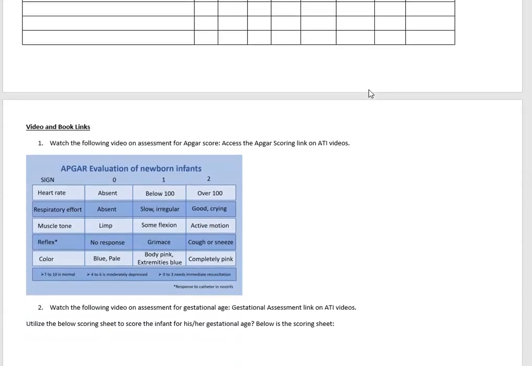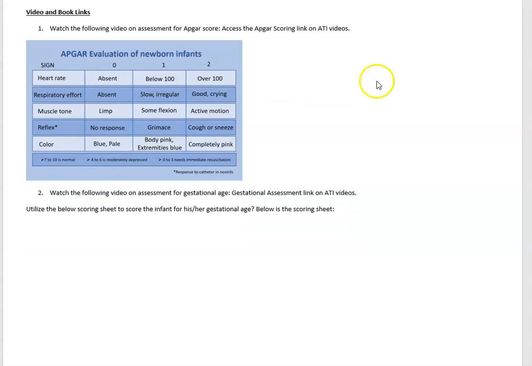So moving down, I would like for you to watch the APGAR score in the ATI web links that you have, and we do APGAR scores. Dr. APGAR created the APGAR scoring system to really tell what babies needed help at delivery due to deoxygenation. So the total score that a baby can get is 10.